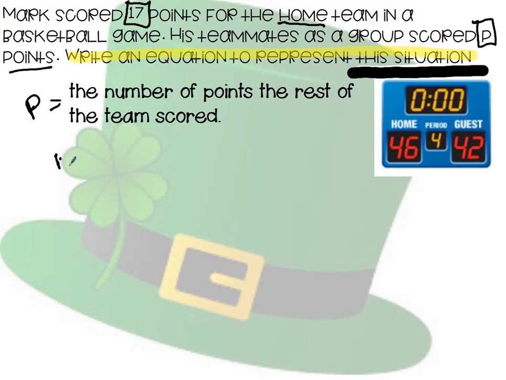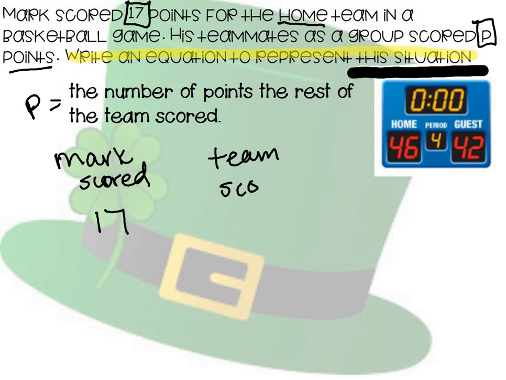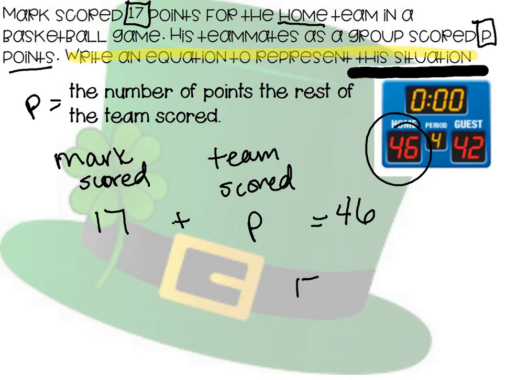Mark scored 17. The team scored P. Okay, that's the situation. Mark scored and the team scored. We know that you put those points together, so it's addition. And when you put those points together, we know that it gets 46 points. Okay, so the equation in this case would be 17 plus P is equal to 46.